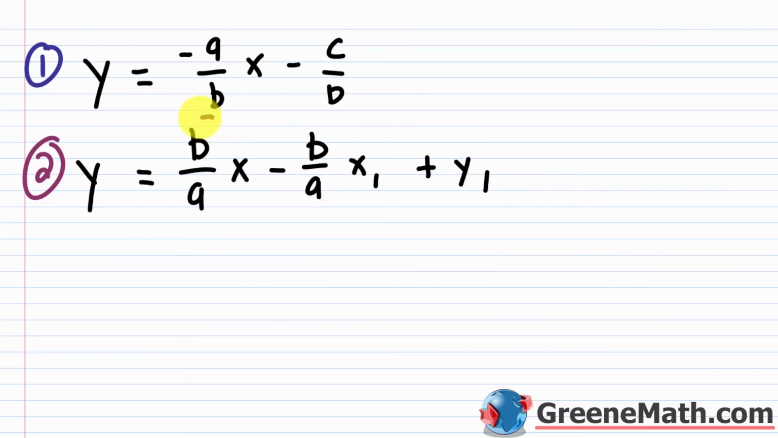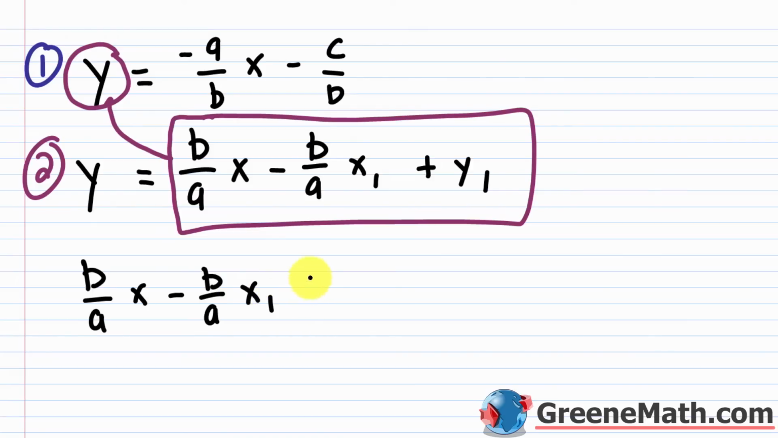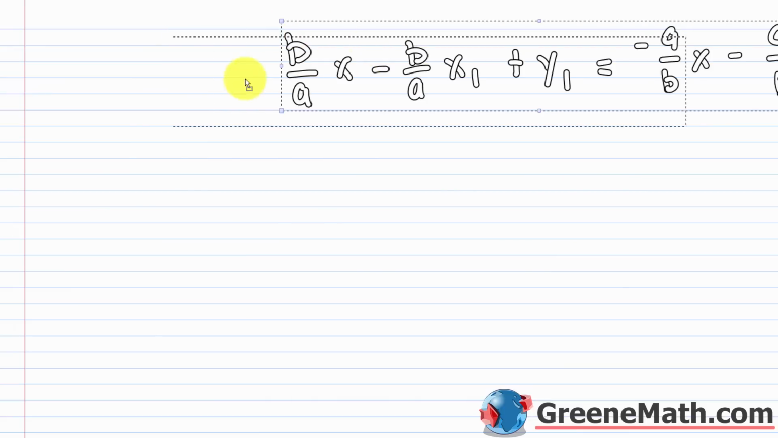So I'm going to take this right side of equation 2, so this guy right here, and I'm going to plug that in for y in equation 1. Y is equal to this, so that means I can plug this in for y here. So basically that's going to give me b over a times x minus b over a times x sub 1 plus y sub 1. And this equals negative a over b times x minus c over b. So let me grab this real quick, and let me come down here and paste this in.